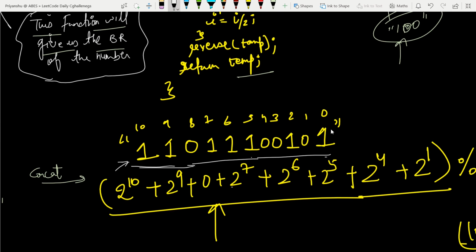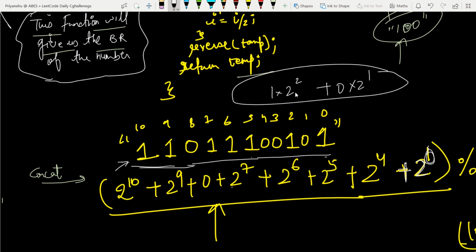It would be something like 2 plus 2 raised to power 0. We can easily find it by using the base 2 method. At this position we would have 2 raised to power 0. At this position we have 0 into 2 raised to power 1, plus 1 into 2 raised to power 2. This sort of thing.